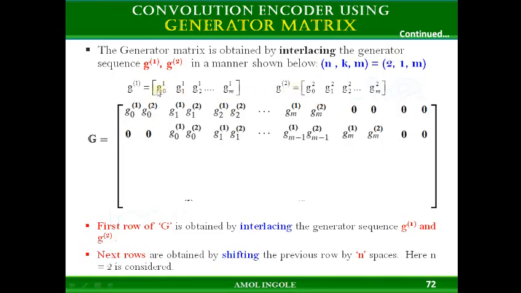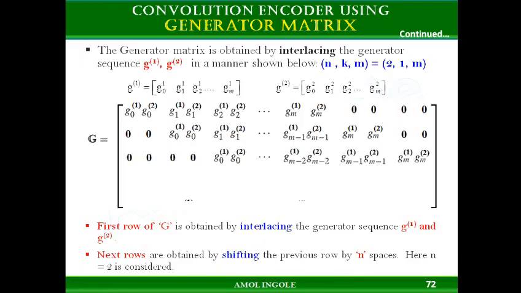There are 2 generator sequences given, G1 and G2. If we would have been given 3 generator sequences, in that case, we would have shifted the next row by 3 spaces. So you just need to shift it right by 2 spaces. n is equal to 2 in this case. And the remaining rows can be obtained in a similar way.